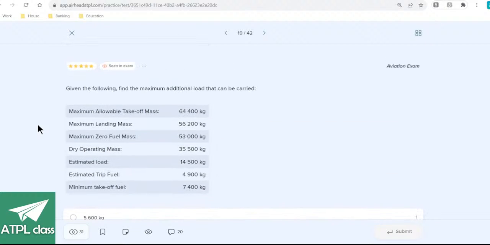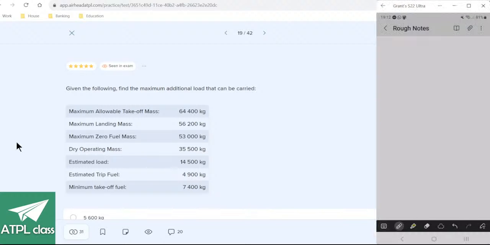Alright. Allowable takeoff mass again. So we've got maximum zero fuel mass plus takeoff fuel, the regulated takeoff mass, and the regulated landing mass plus trip. Maximum zero fuel mass 53,000 plus takeoff fuel 7,400 equals, well, that's 60,400, isn't it?